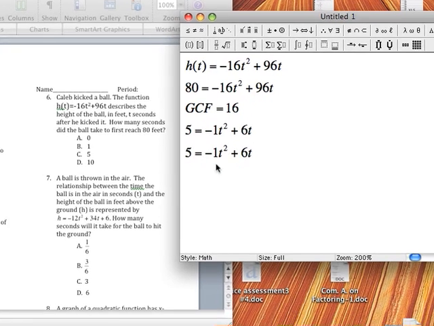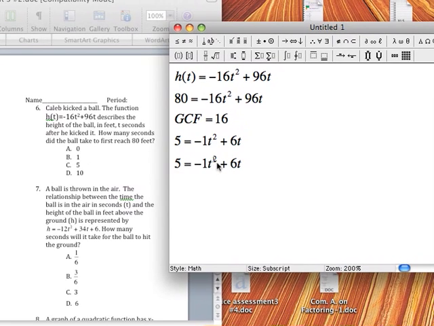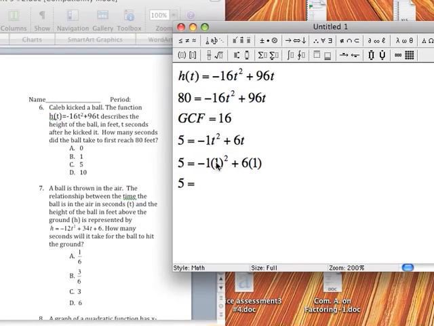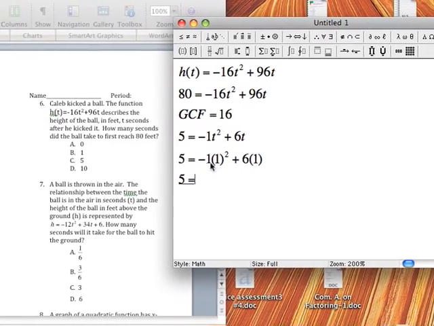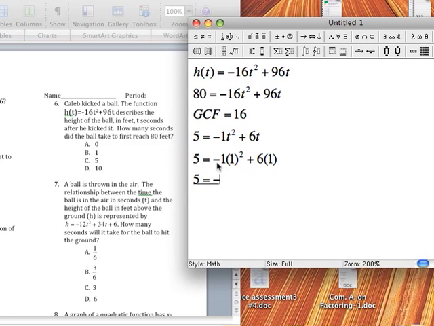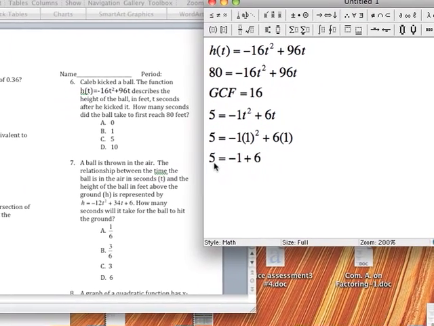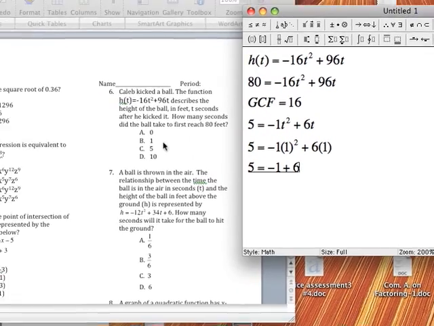Let's try 1. So I'll replace t with 1. Okay. So I have 5 equals, well, what is 1 times 1? Well, 1 times 1 is just 1. And 1 times negative 1 is negative 1. And 6 times 1 is 6. And negative 1 plus 6 is 5. Looks like that works. Looks like B will be my answer.